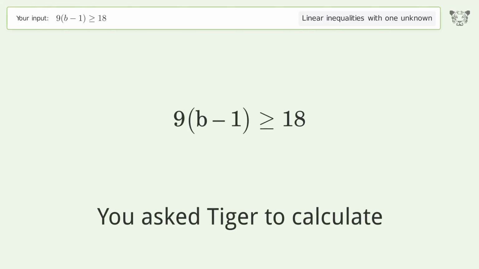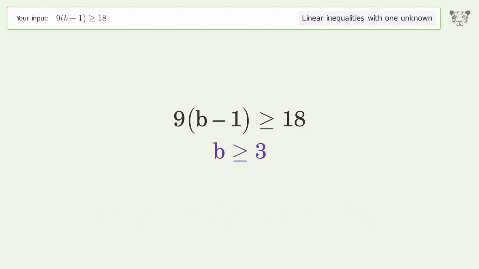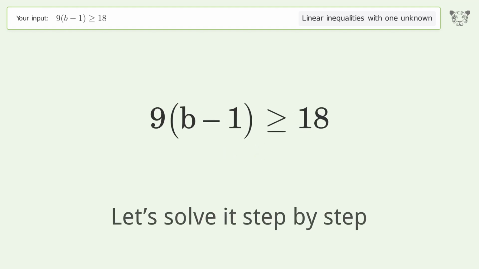You ask Tiger to calculate. This deals with linear inequalities with one unknown. The final result is b equal or greater than 3. Let's solve it step by step.